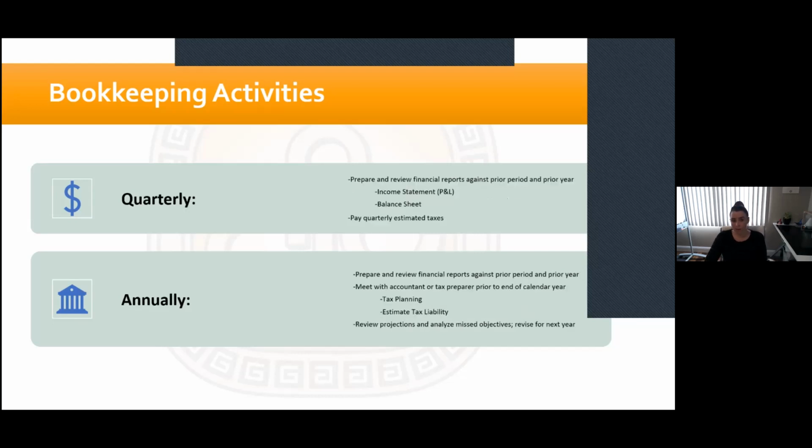Then on a quarterly basis, you also want to do an analysis of your financial reports. So you want to look at your profit and loss and your balance sheet. And I always recommend that you look against your previous period. So your quarter is a 3-month period in time. So right now we are in the 4th quarter of this year, October, November, December. So we can look back at the 3 months prior, July, August, September, and what we did in the last quarter.